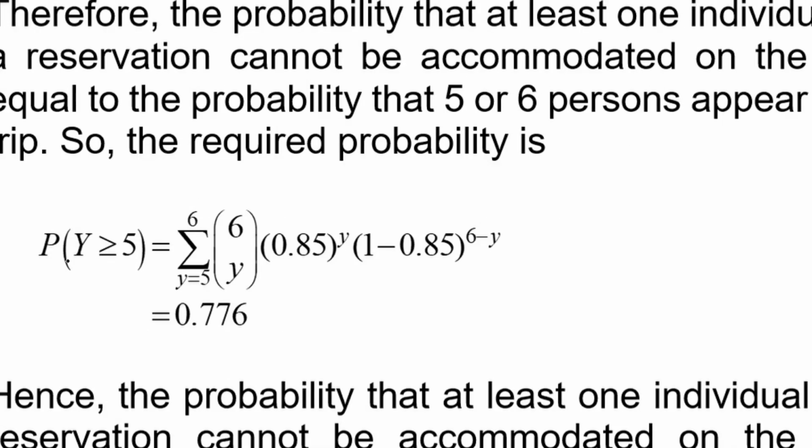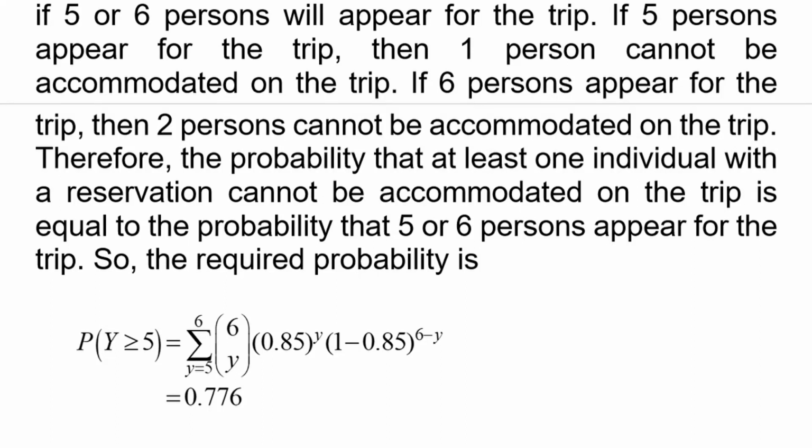So this is the PDF of the binomial distribution. 6 choose y, where y shows the number of successes out of 6, times p to the power y, 0.85 to the power y, times 1 minus 0.85 to the power 6 minus y. When we calculate, it comes to 0.776. This is the probability that at least one individual with a reservation cannot be accommodated on the trip: 0.776.